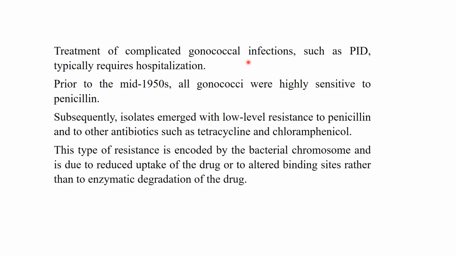Treatment of complicated gonococcal infection such as the pelvic inflammatory disease typically required hospitalization. Prior to the mid-1950s, all gonococci were highly sensitive to penicillin. Subsequently, isolates emerged with low-level resistance to penicillin and to other antibiotics such as the tetracycline and chloramphenicol. This type of resistance is encoded by bacterial chromosome and is due to reduced uptake of the drug or to altered binding sites rather than the enzymatic degradation of the drug.